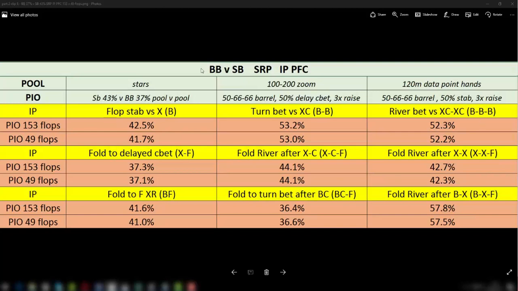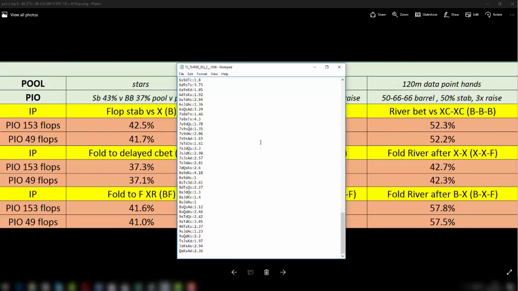Here's the scenario of big blind versus small blind single raise pot with our opponent as the in position pre-flop caller. The table shows results from the 49 flop subset that I showed you earlier, and a larger 153 flop subset. Here it is. Just for reference, you might recognize it if you've used it before.